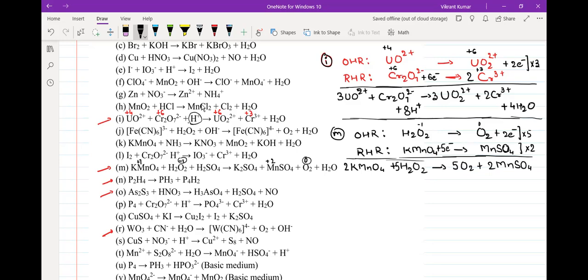Sir, how did you get 2 electrons in the OHR? Because each O was in -1, which is going to 0. So per oxygen there is a change of 1, and we have 2 oxygen atoms in H2O2 and in O2. Clear? Minus 1 to 0 is a change of 1, but that is per oxygen. That's why we first balance the functional atom.